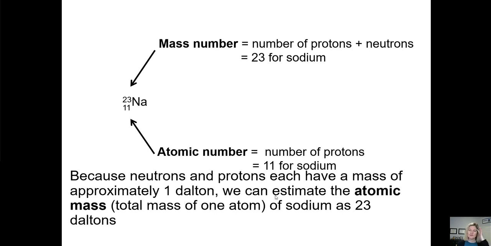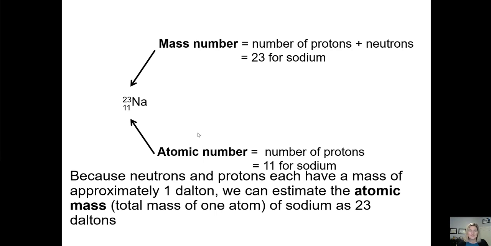So we can estimate the atomic mass, which is basically the mass of one atom, as being 23 Daltons. Think of the protons and the neutrons in this sodium atom as each having a mass of 1 Dalton. So if there are 23 protons and neutrons total, then the atomic mass would be 23 Daltons.